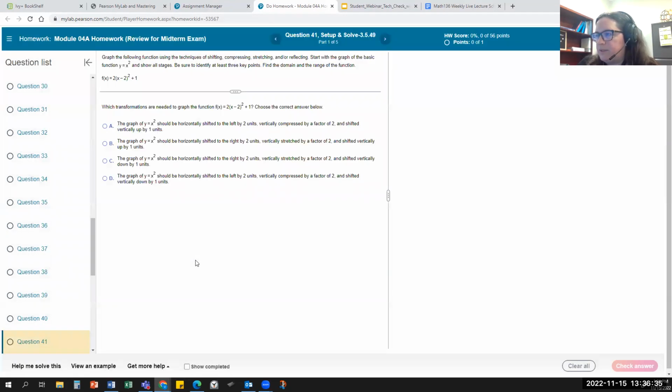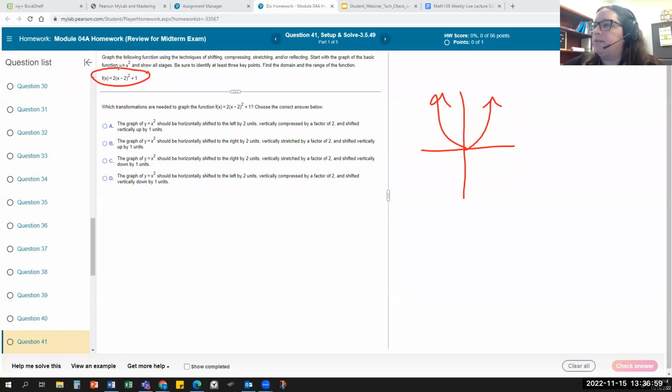It'll still be the same process. So we're starting with the basic x squared, right? We have the vertex at (0, 0) and going through the point (1, 1). But we're looking at this transformation. Compared to x squared, there are 3 things that have changed.